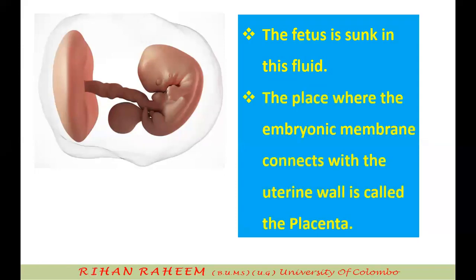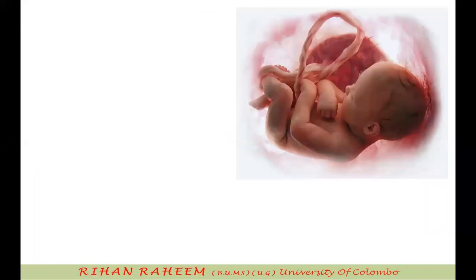The place where the embryonic membrane connects with the uterine wall is known as the placenta. Actually, that connection is known as the umbilical cord. This area, the place where it is connected to the mother's uterus, is known as the placenta. This is the placenta, and this tube is the umbilical cord. When the baby is born, they cut it. I will show the photos related to that also. So this is how the baby is there. This is the umbilical cord. Can you see?